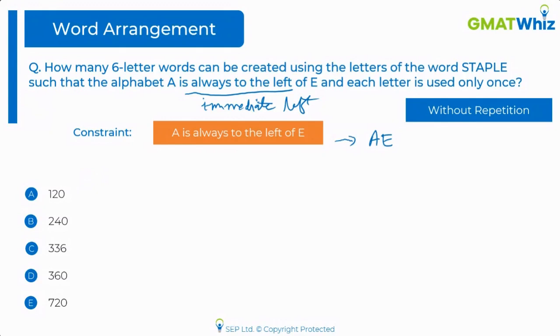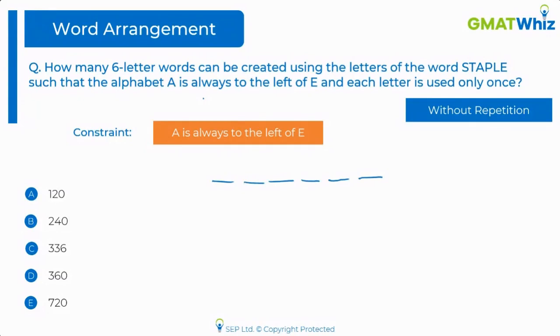Okay, good. So let us solve the question now, because this was a very important piece that we had to understand. So we know that A and E do not need to be together. Okay, so how do I solve this question? By counting. Let's do it. There are 6 places to be filled. I know there are 6 letters, 6 places to be filled, and all I know is A is supposed to be to the left of E.